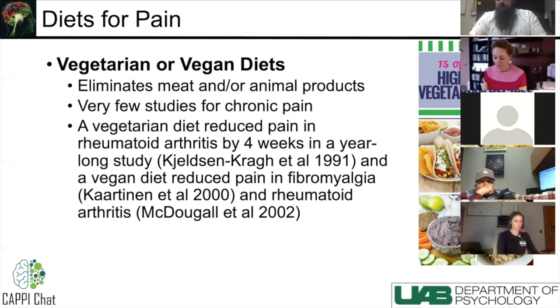So in one study of rheumatoid arthritis patients, they ate a vegetarian diet for over a year, but within the first 4 weeks, you saw a reduction in pain. 2 studies have looked at a very strict vegan diet and seen that it reduced pain in fibromyalgia and in rheumatoid arthritis. So there does seem to be some benefits there, but a lot of the benefits that they saw were very closely tied to adherence. So people that followed the diet more closely saw the greater benefits.